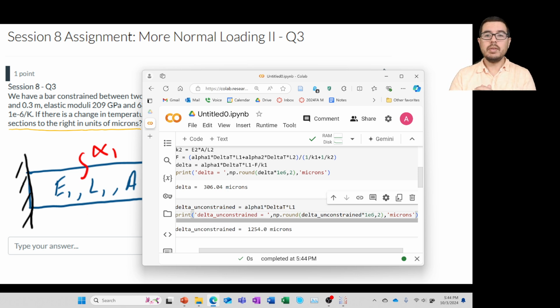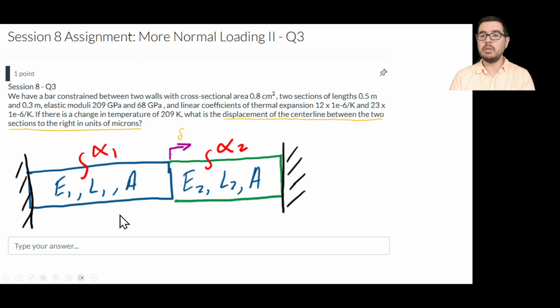Well, I hope you found this example useful, and if you're taking the class, you should be able to upload the answer into the box. There's no finite element on this, and I hope you enjoy. Thank you.